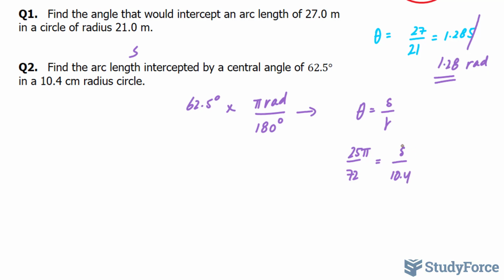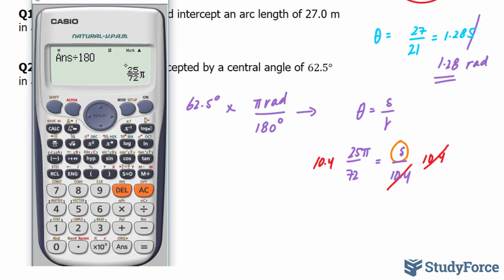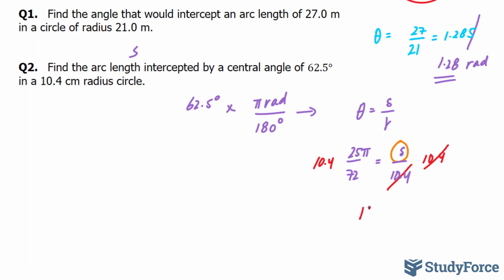We need to solve for S. That's not hard to do. We just multiply both sides by 10.4. And we're left with this number, which I told you to keep in your calculator, times 10.4. And that gives us an answer of 11.34.